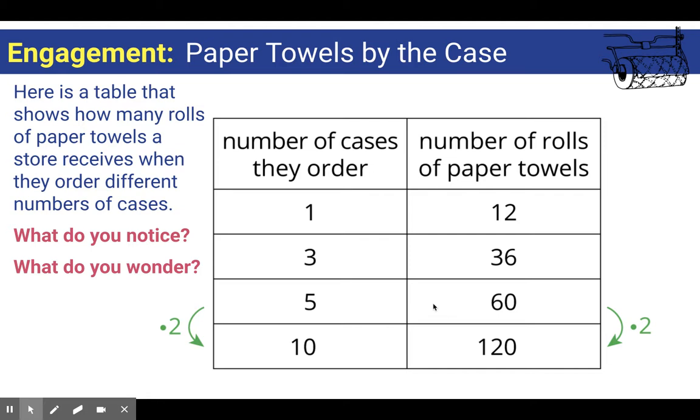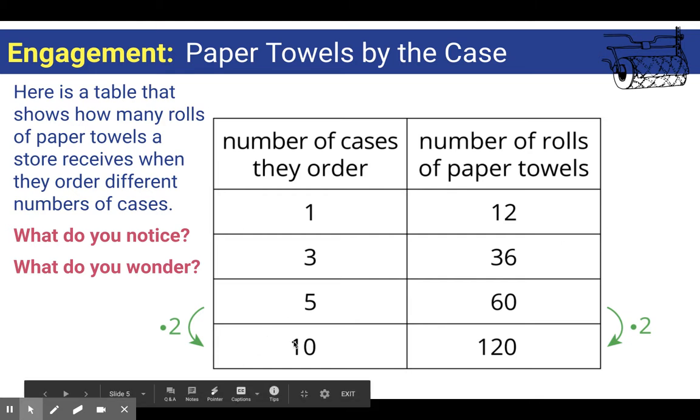You also might realize that to find the number of rolls, you multiply the number of cases by 12, like we just stated. Or for instance, from 1 to 3, it increased by 2. From 12 to 36, it increased by 24. If I went from 5 to 10, I multiplied by 2. 60 times 2 gives me 120. We also noticed that there are 12 rolls in each case.